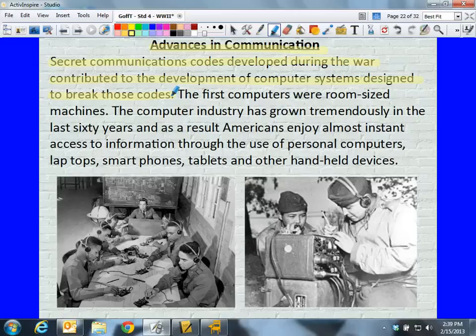One of the really interesting points that I think about during this is the fact that the first computers were actually room-sized machines. To kind of give you a perspective on how technology has changed since this time period. Now at the bottom here we have a couple different pictures of communications taking place. The one on the right is actually the Navajo Code Talkers, which we'll be talking about in class.